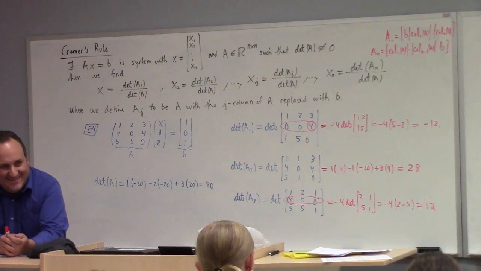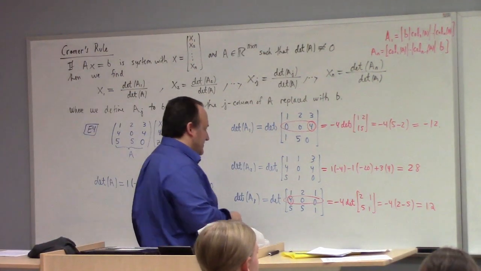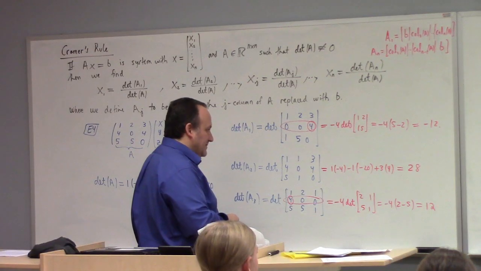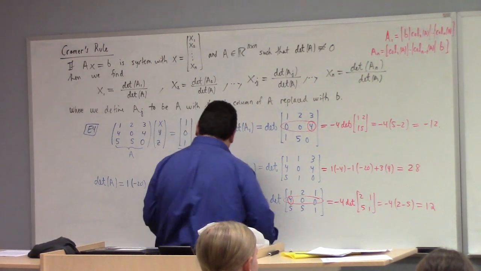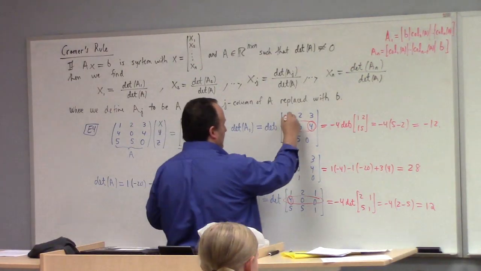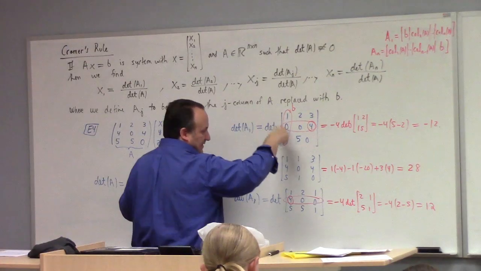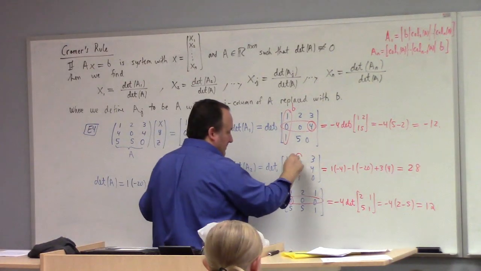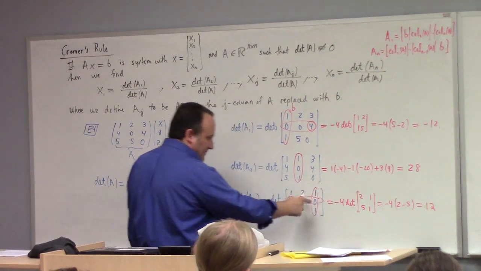Yeah? I don't understand when you get the matrices beside each determinant, for determinant A1 and A2. Oh, that's the definition up here. So let me draw your attention. This right here is the B. See B? So I swapped out the first column with B. The second one is the B. And the third one, there is the B.